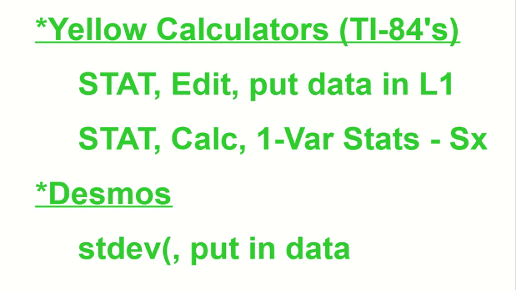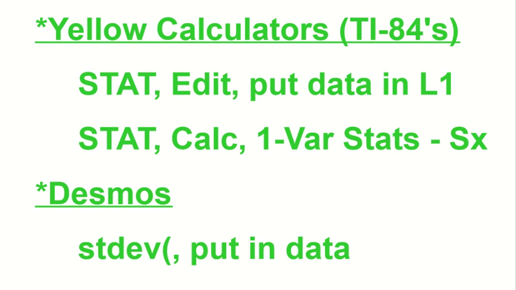On Desmos, you could either type in STDEV and the parentheses, or you can click the little keyboard button, and under functions, when that shows up, STDEV parentheses is one of the options, and then you put your data in separated by commas. Either way gets you the standard deviation.